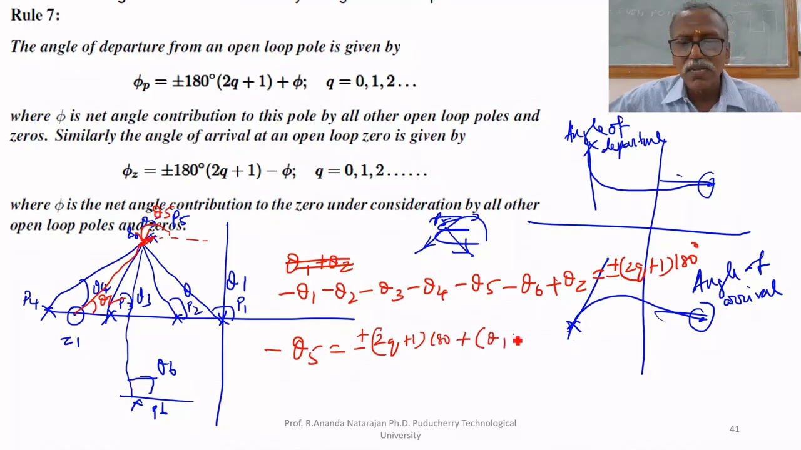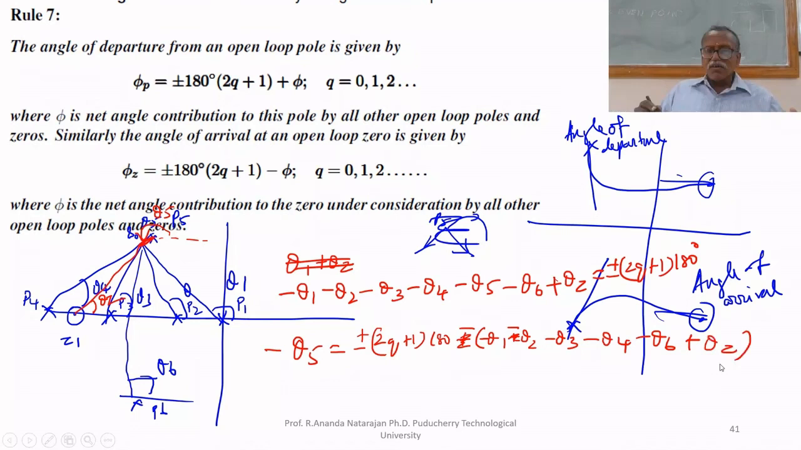theta 1 plus, or minus of minus theta 1, minus theta 2, minus theta 3, minus theta 4, minus theta 6, plus theta z. Except theta 5, I brought all to the right hand side because I have to find theta 5. So if I know theta 1, theta 2, theta 3, theta 4, theta 6 and theta z, then I can find theta 5. Am I correct or not?